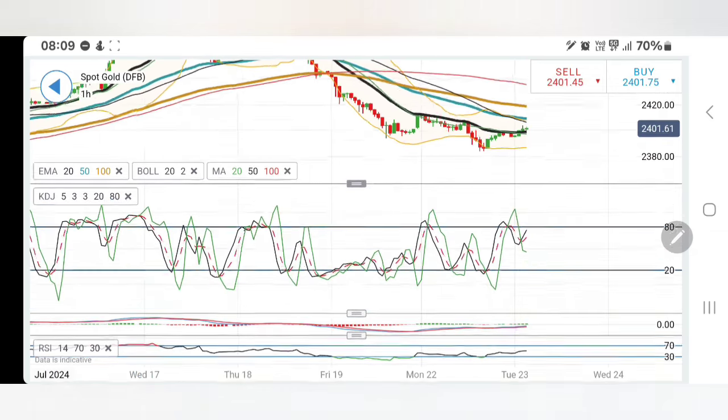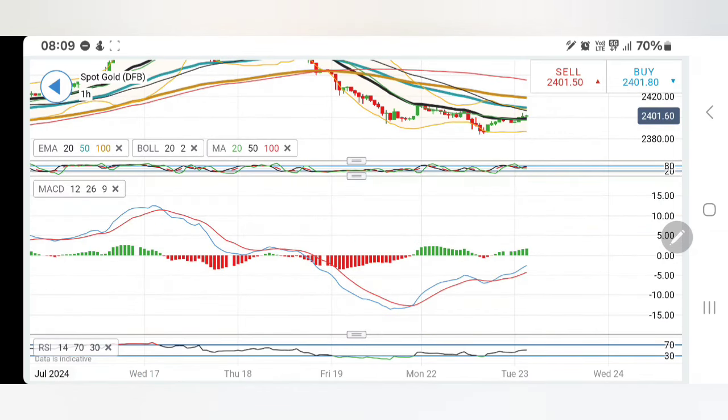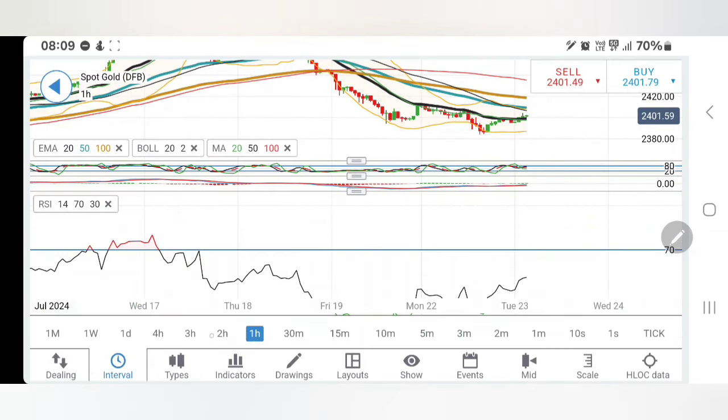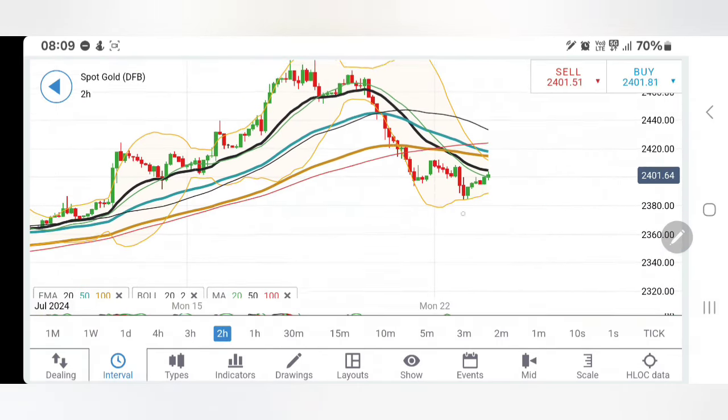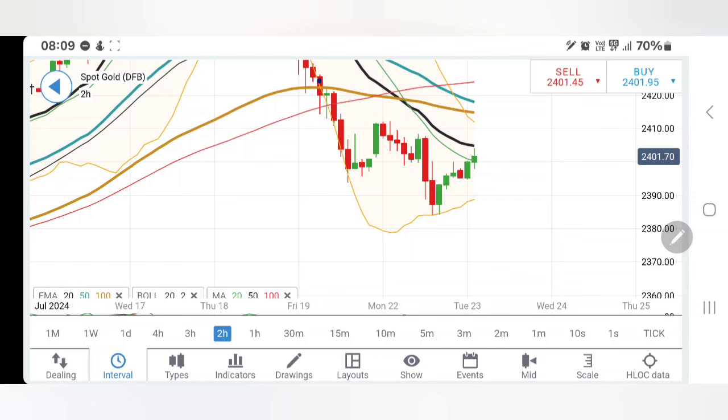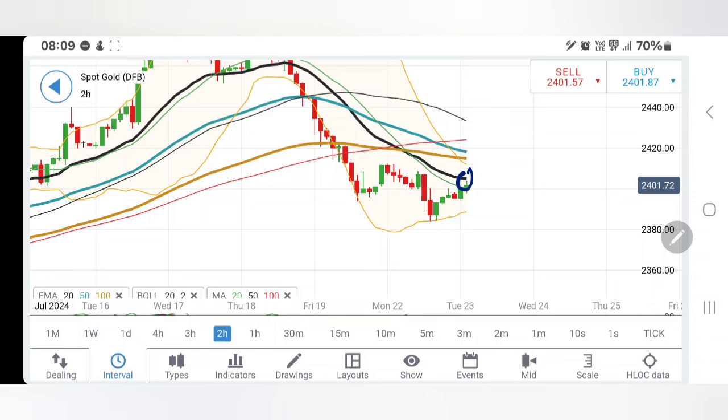Now if you look at the stochastic, this is rising, the MACD is also rising, the RSI is rising. So the indicators part is supportive for a further rise as of now on the hourly charts. Now look at the 2 hour. On the 2 hour chart, similar observation, drop, retracement, lower highs, lower lows. Here, this breakout should confirm its further movement on the upside.